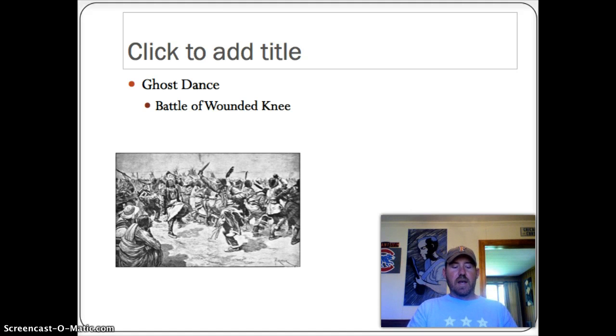And it was a ritual that talked about how the buffalo would come back. Remember, the buffalo had been basically exterminated at this point, about how it would come back and lead to white civilization vanishing. Well, the American government, our government, doesn't really go for this, so we go out and we try to basically squash this thing. And what it leads to is the Battle of Wounded Knee, in which 200 Indian men and women and children were killed, or I guess you could say massacred, at this battle.